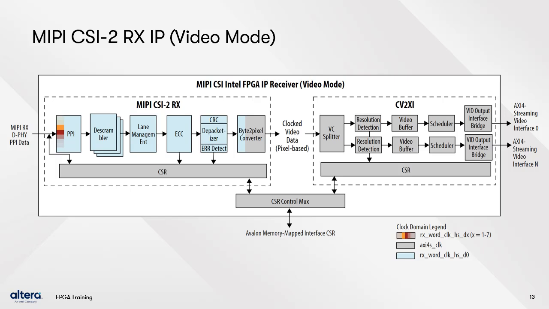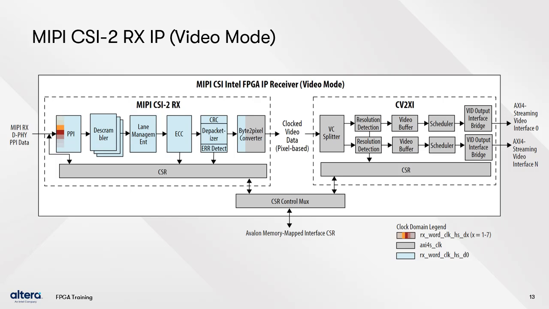Inside the clocked video to AXI converter, CV to AXI, we find modules to convert clocked video data to AXI4 stream video data, including a virtual channel splitter, a resolution detector, and a scheduler. AXI4 stream video packets are presented on the output. These packets follow the pattern of a single image information meta packet, followed by video packets, and then a single end-of-field meta packet.